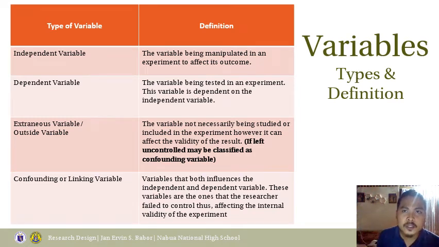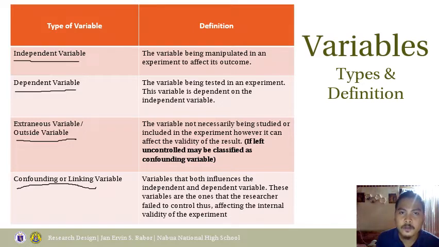It is essential in research designing that you know your variables. So may I present to you the four types of variable. The first one is the independent variable. The second one is the dependent variable. The third one is extraneous, and lastly, the confounding variable or the linking variable.